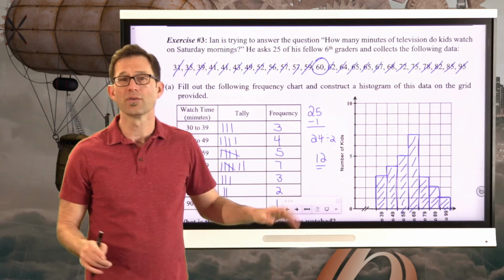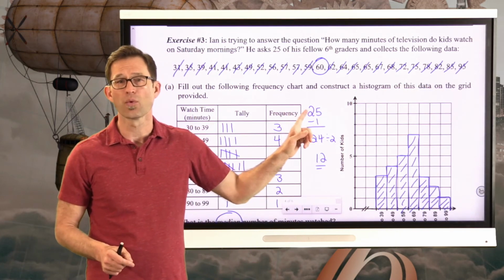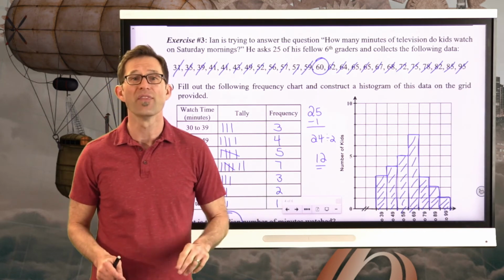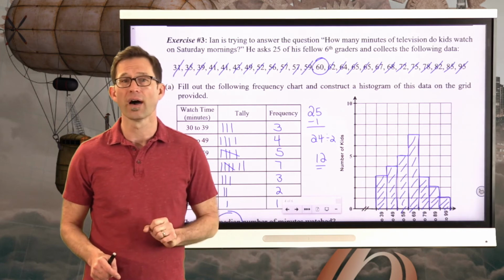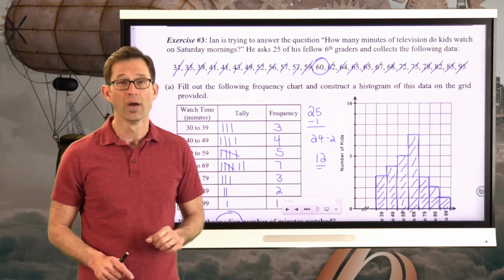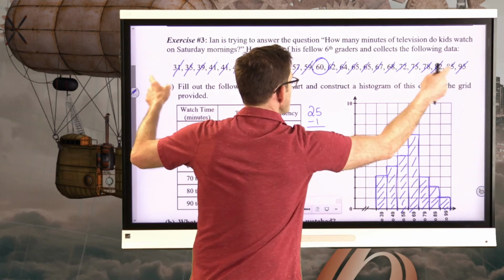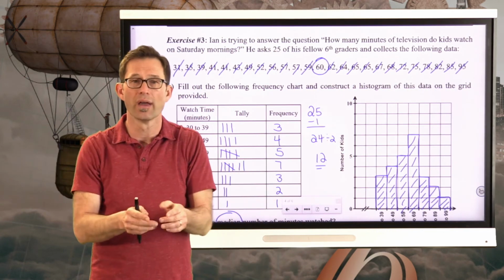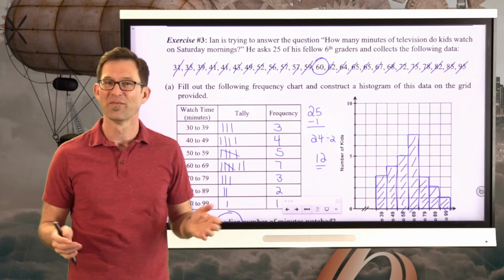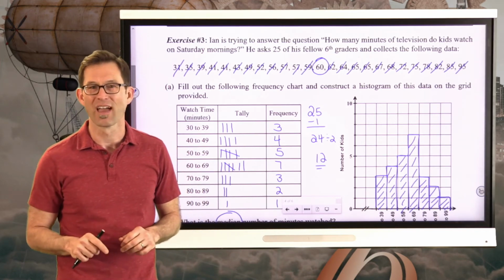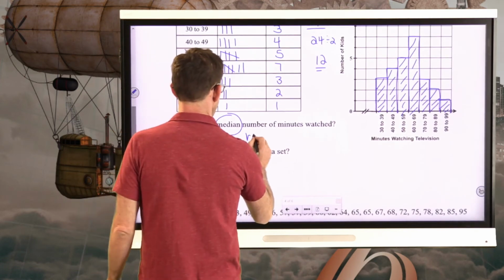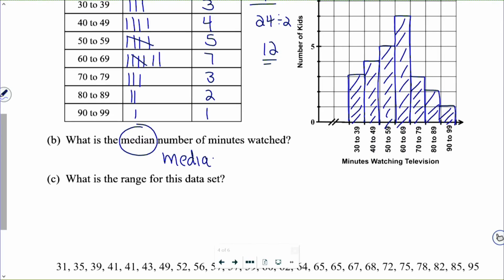Now granted, you could say to yourself, another way to do it was maybe take 25 and add 1, get 26, divide by 2, and that would tell me that the median would be the 13th value. That's fine as well. Or you can do the trick of literally just counting them off from both ends until you get to that middle number. That works okay as well, as long as you count carefully. Anyway, one way or another, my median is equal to 60.